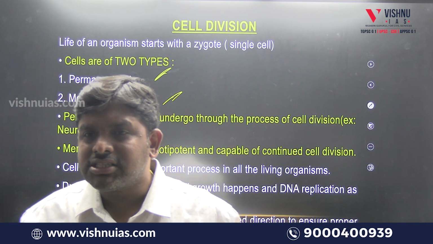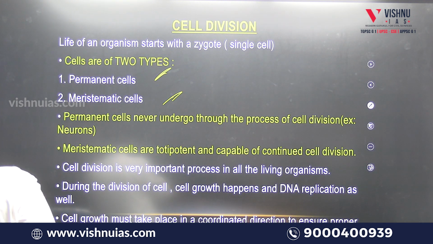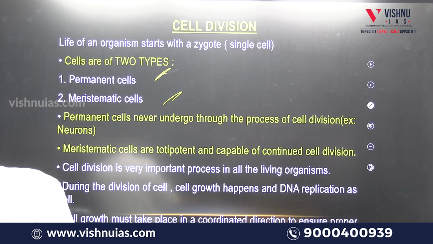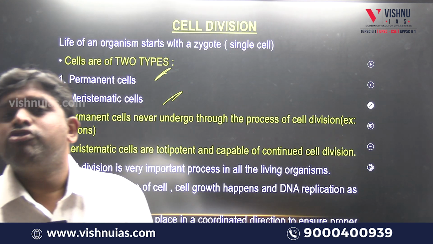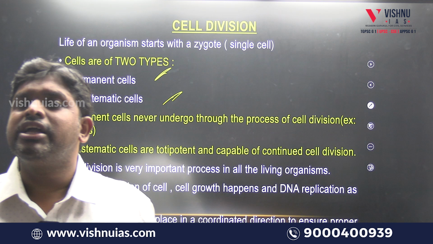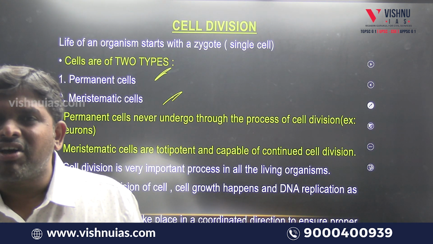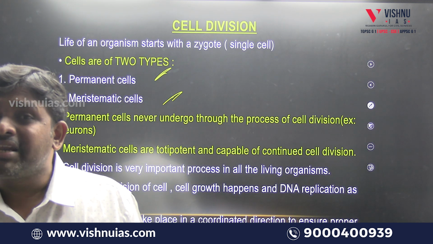Those cells are called permanent cells, like neurons. In our body, the neurons' size will increase, but doubling of neuron cells will not happen. So those types of cells are called what? Permanent cells. Cells that cannot be further divided are called permanent cells.